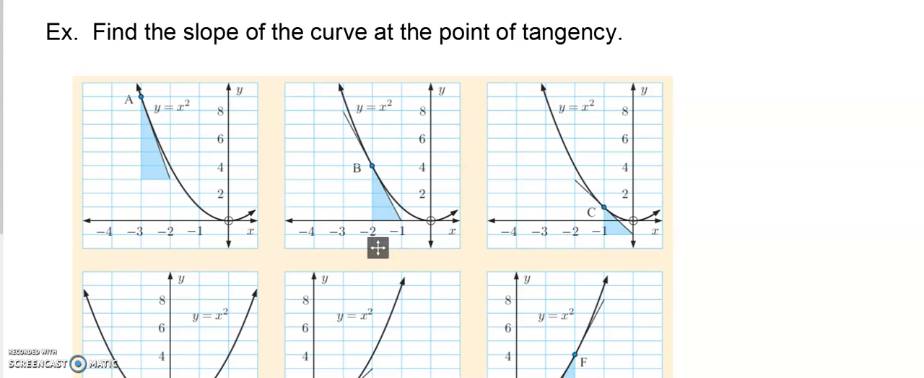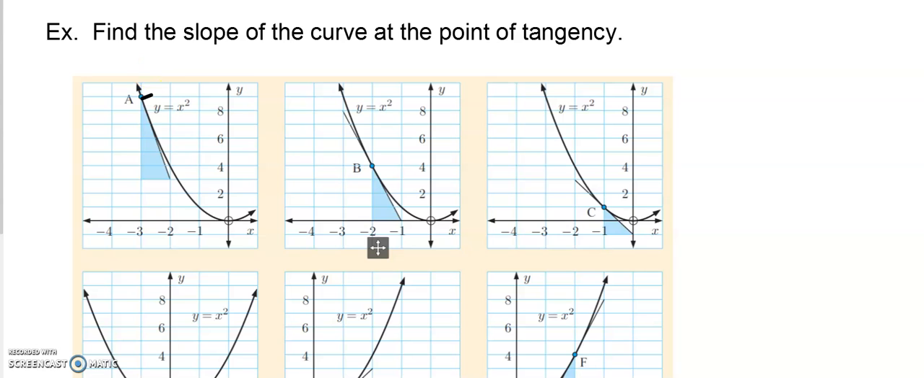So look at this first example here. It says find the slope of the curve at the point of tangency. Well, in this first example, the point of tangency is right here at A. To find how steep this curve is, I'm going to draw in this tangent line. Now they've actually already drawn in the tangent line there for me. So now all I have to do is find the slope of this tangent line, and that'll be the slope of this curve at that point.